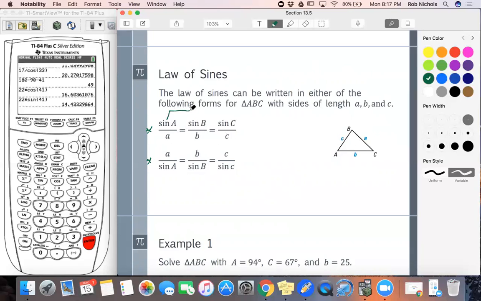So in reality, you can just set up the first 2, or you can set up the second 2, or you can set up the first and the third. Whatever you happen to need at the time to solve the triangle.